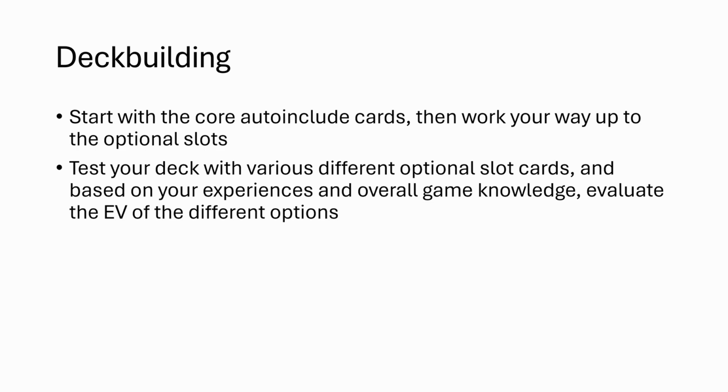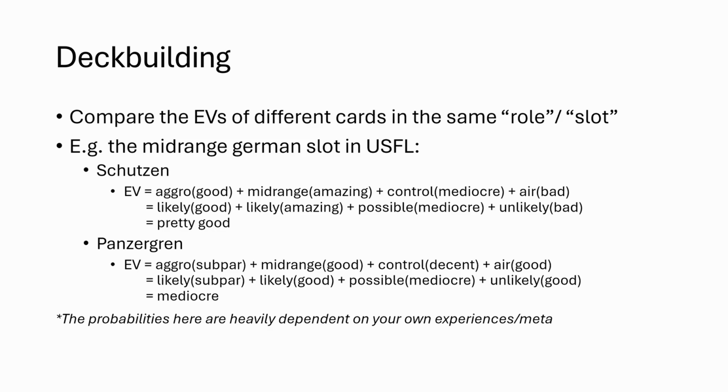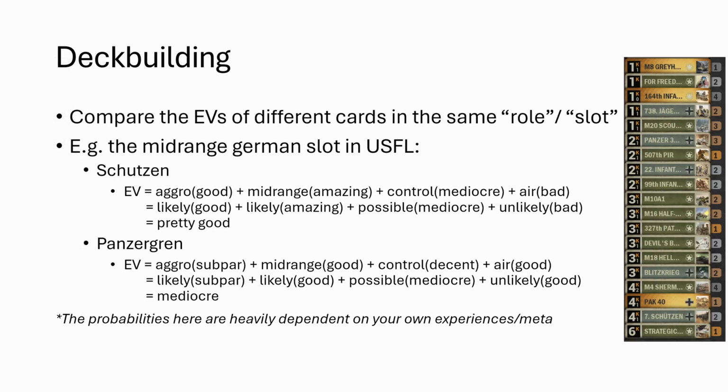Right, so to briefly cover that, start with the core auto-include cards, then work your way up to the optional slots. Test your deck with the different options in the optional slots, and then evaluate the EV of different options. So what does that look like? Let's give an example of the mid-range German slot in US Frontline.